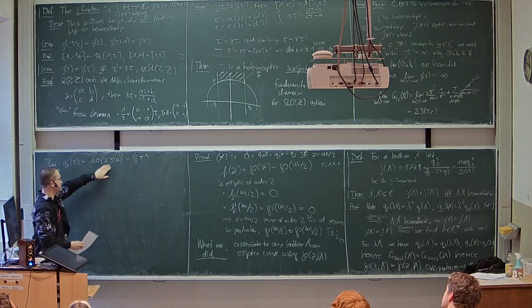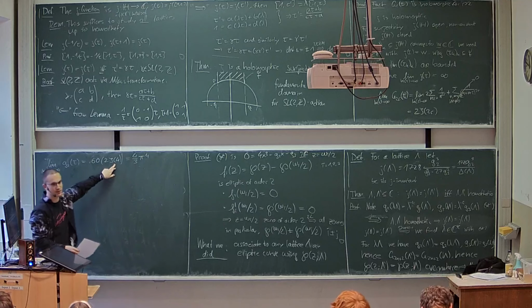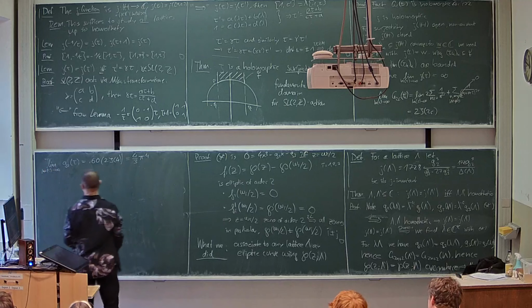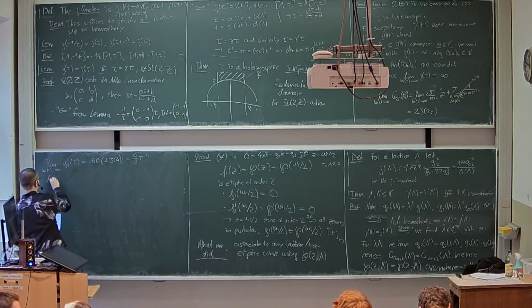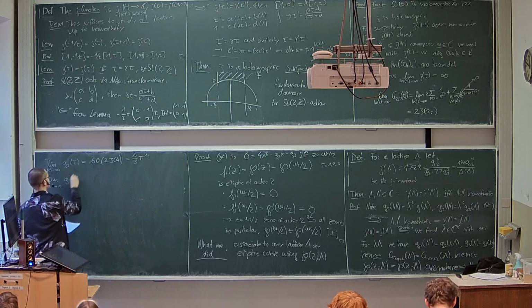So these are just the values of the Riemann zeta function at even positive integers, which can be computed very explicitly using Bernoulli numbers in the end. And there are very clean proofs using complex analysis. Maybe we do this on the exercise sheet, I don't know.